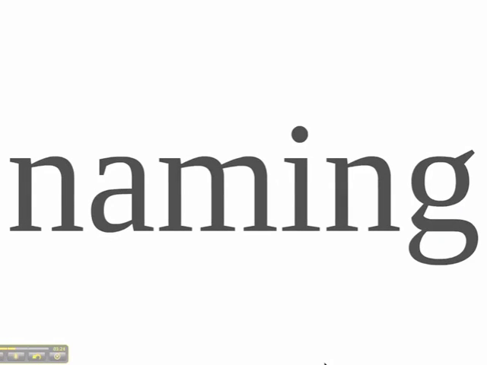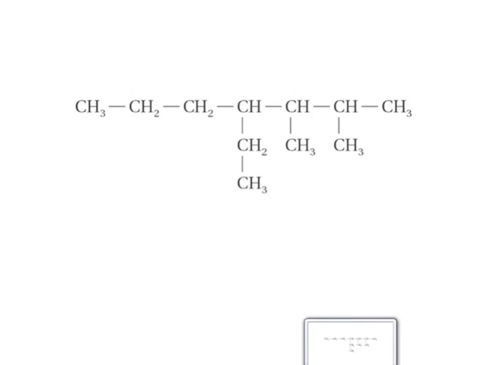Next, we're going to move on to naming. We need to name this and learn how to name these, and so there's a couple of different steps. In fact, there are 6 steps, so get ready to add that to your tree map somewhere. Step number 1 is you need to number the longest chain of carbons.